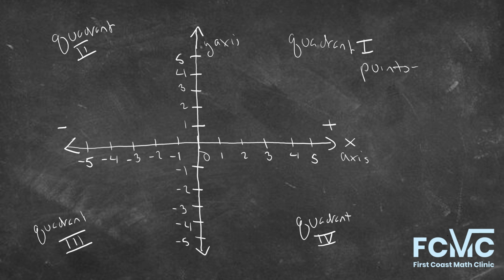And our points are also known as ordered pairs. And they're called ordered pairs because the order matters. The first value on our ordered pair is going to be the x value. Second value is going to be the y value.